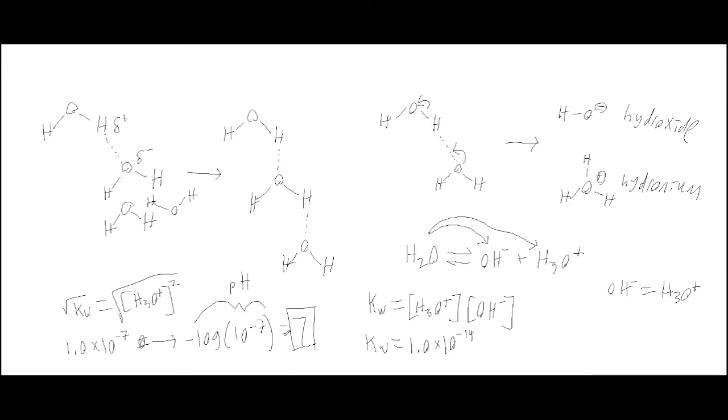So that's where that number comes from, is just taking this concentration, and since these are both equal to each other, it's basically the same thing squared. So then you take the square root of both sides and you get this 10 to the negative 7. The negative logarithm of that is 7. That's how you get your pH equals 7.